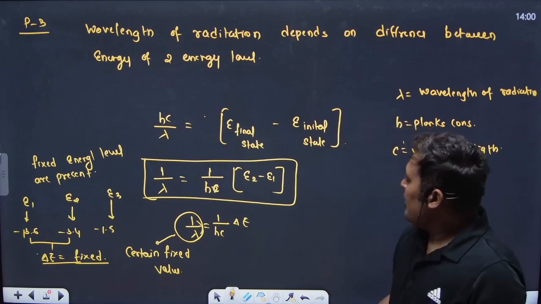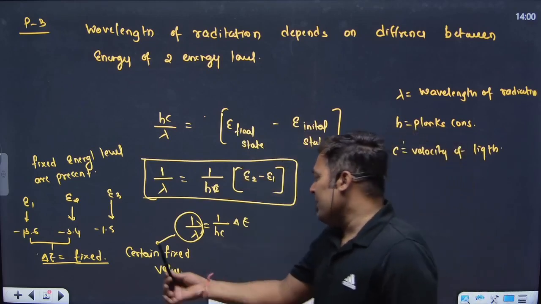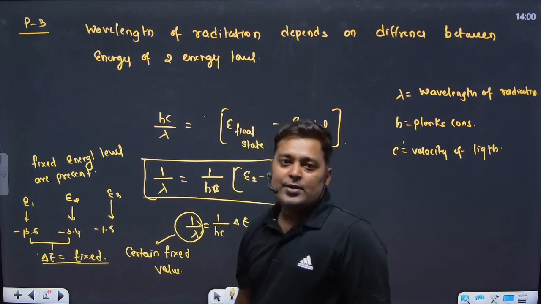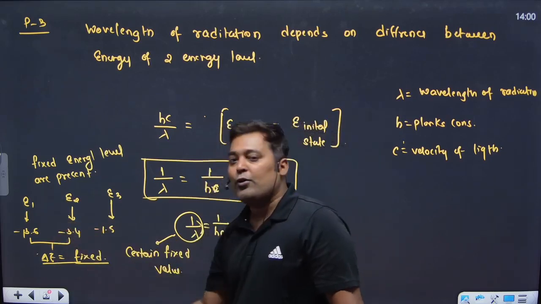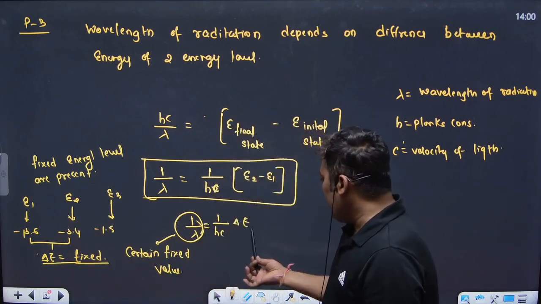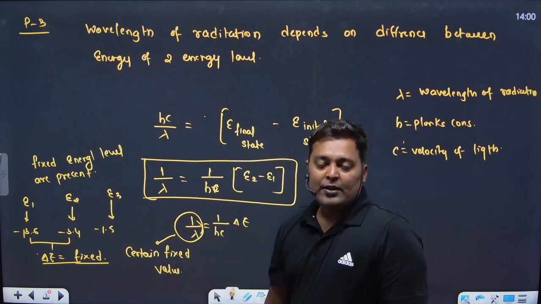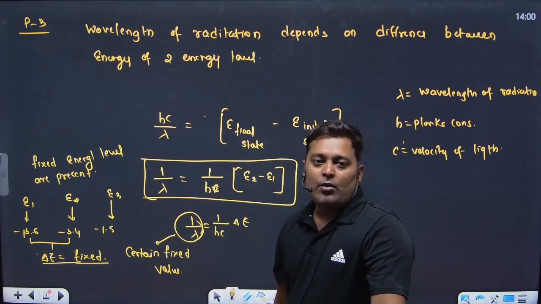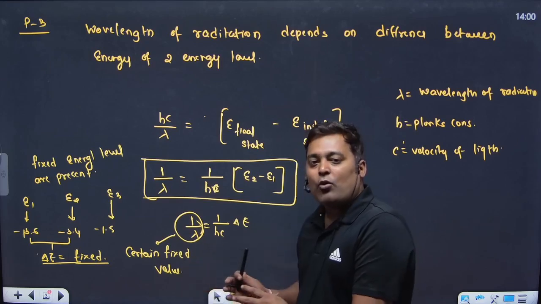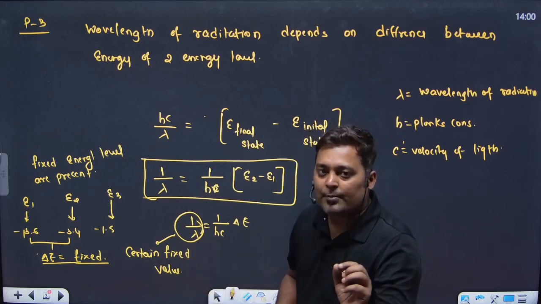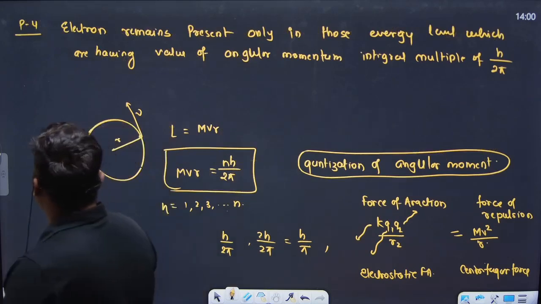Since these energy levels have fixed values of energy, the difference between the two energy levels, the value of delta E, is also going to be a certain fixed value. So if we put this into the formula, we get a certain fixed value of wavelength also. That is why the spectrum of the hydrogen atom is shown as a discontinuous spectrum. It does not emit all radiation, but it emits certain particular wavelengths because of its quantization nature.